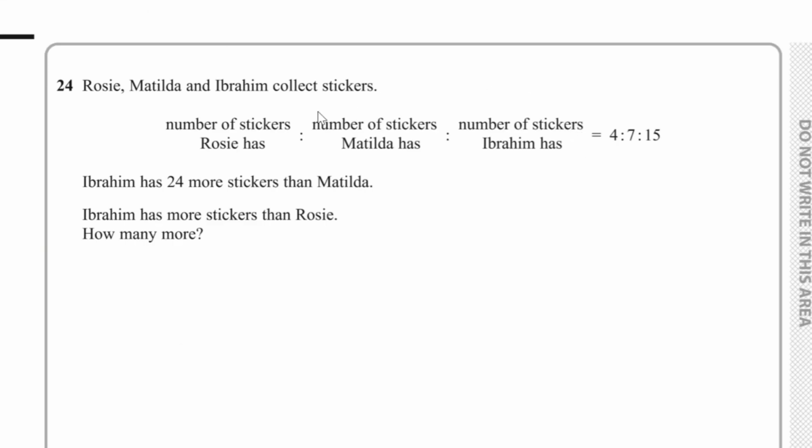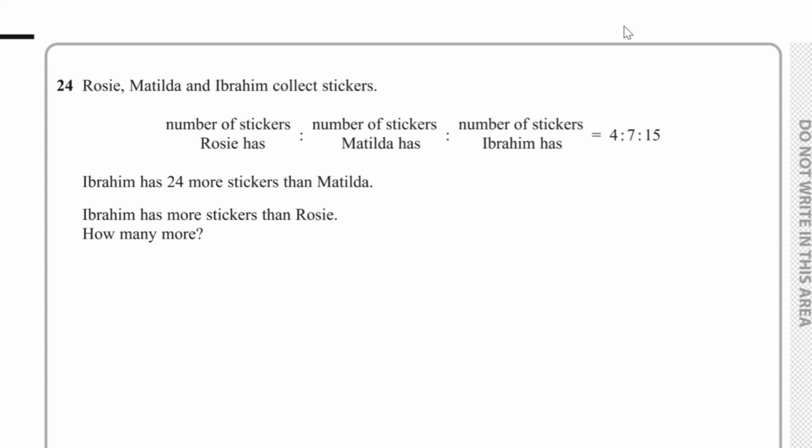Question 24. Rosie, Matilda and Ibrahim collected stickers. The ratio of the number of stickers Rosie has to the number of stickers Matilda has to the number of stickers Ibrahim has is 4 to 7 to 15. Ibrahim has 24 more stickers than Matilda. Ibrahim has more stickers than Rosie. How many more?